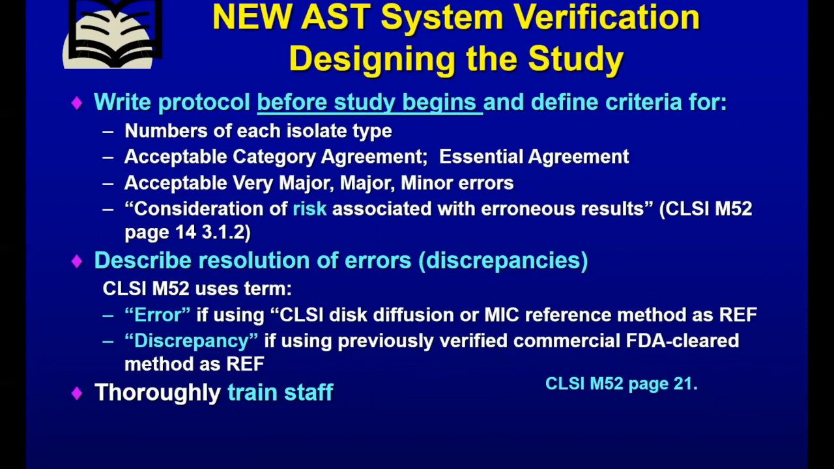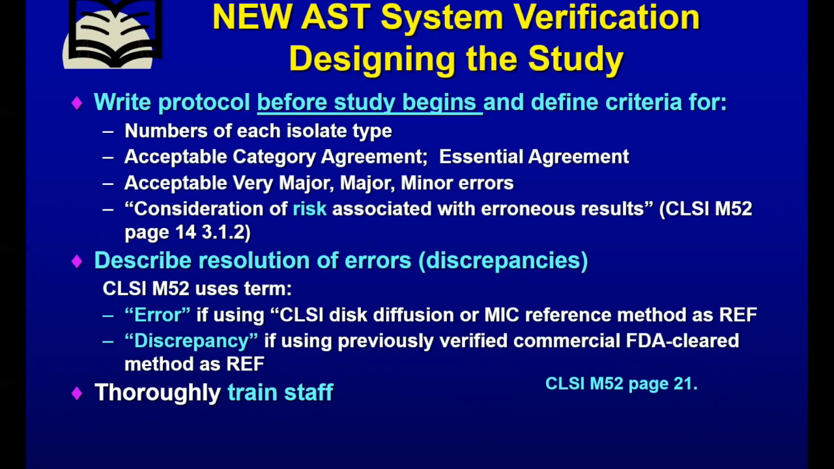So in that protocol, we want to define the numbers of isolates we're going to be testing in each type of isolate, what we're going to consider acceptable category agreement, essential agreement, acceptable rates for very major or minor errors. And we have suggestions for these in M52, but again, the final decision on what is acceptable will be made at the discretion of the laboratory director.